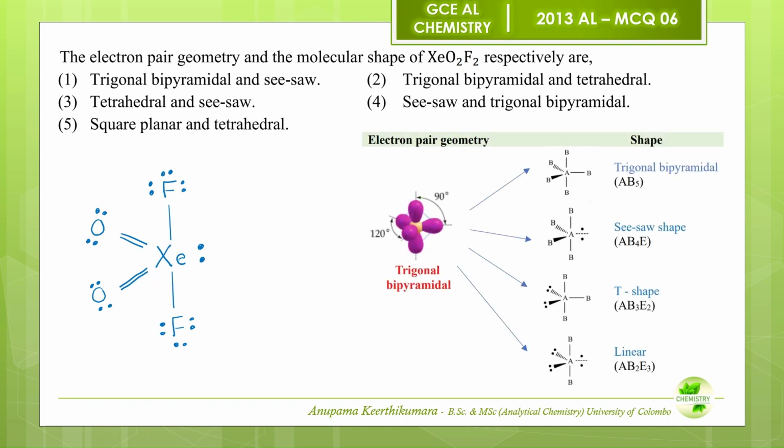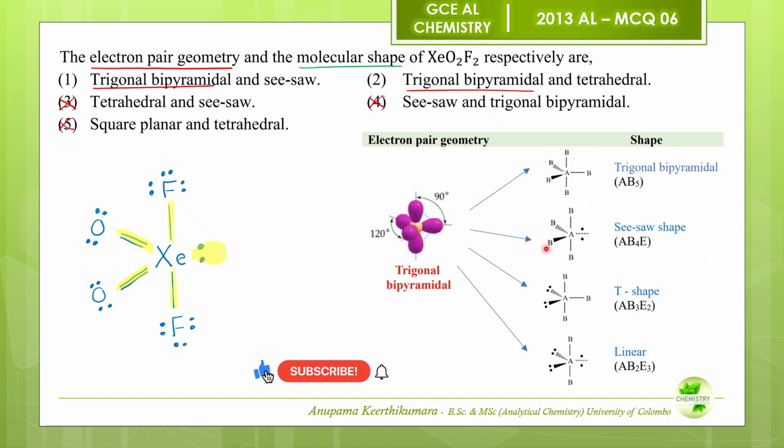Now we will calculate the number of VSEPR units around the center atom. VSEPR units are either single covalent bonds, double covalent bonds, triple covalent bonds, or lone pairs. There are two single covalent bonds, two double covalent bonds, and a lone pair around xenon. Therefore, there are 5 repulsive units or VSEPR units around xenon. If there are 5 repulsive units around a center atom, the electron pair geometry is trigonal bipyramidal. Therefore, we can eliminate third, fourth, and fifth answers.